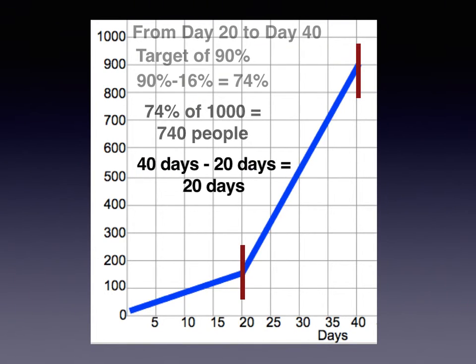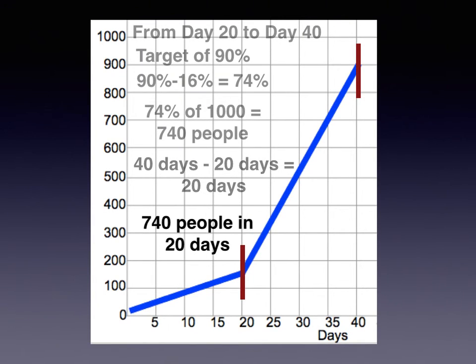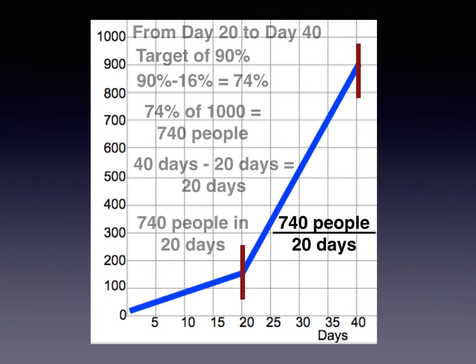So 74% of 1,000, we are trying to get 740 more people in the days 20 to 40. So we also know now that it's not 40 days, but only 20 days because already the 20 days in the front have been accounted for. So our ratio we're looking for is 740 people in 20 days. As a rate, that would be 740 people over 20 days. And as we did before, to get the unit rate, divide by 20, and we would have 37 people in one day.